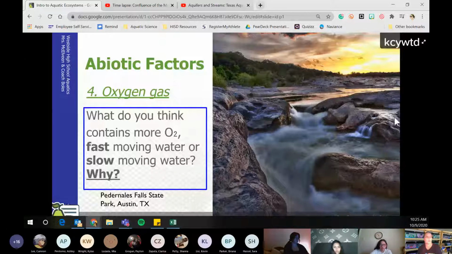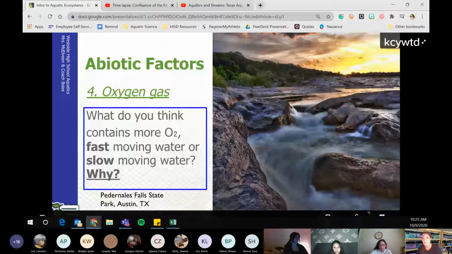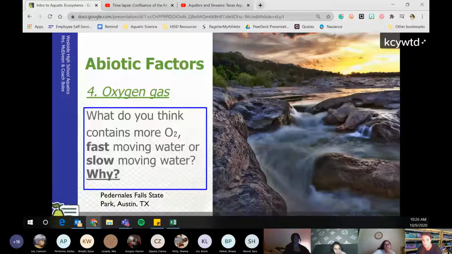All right, 13 out of 23 responses. Let's see what we have. I see a lot of what could be good explanations, even though some of them are wrong, but I like your idea behind it. So I'm just going to do a tally on who said fast and slow, and then I'm going to pick the one that has the correct why.